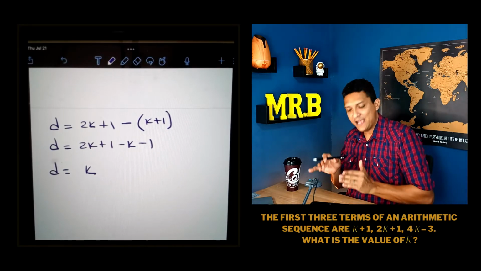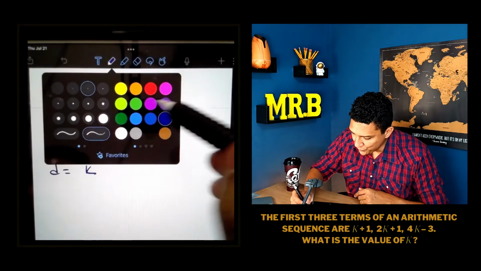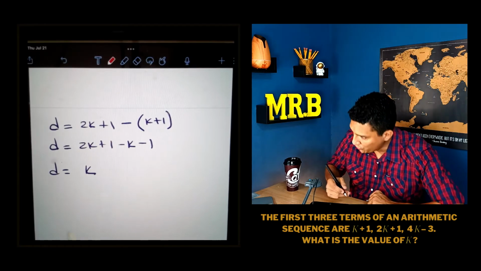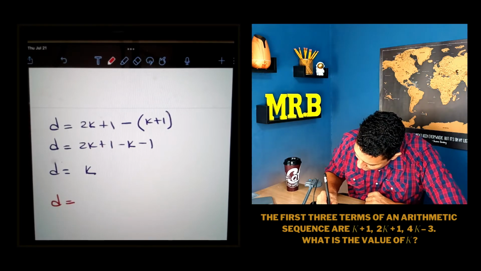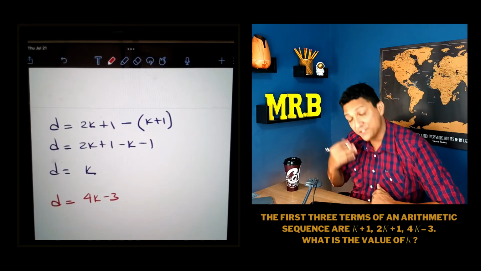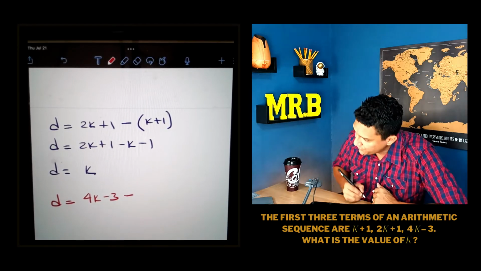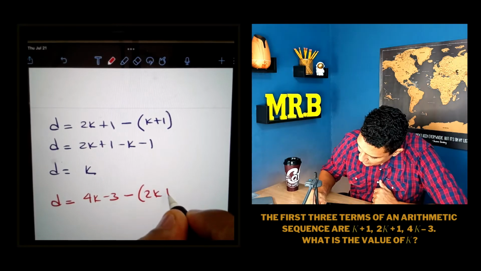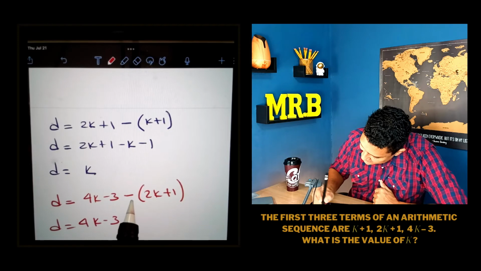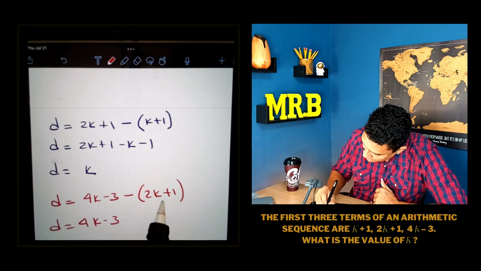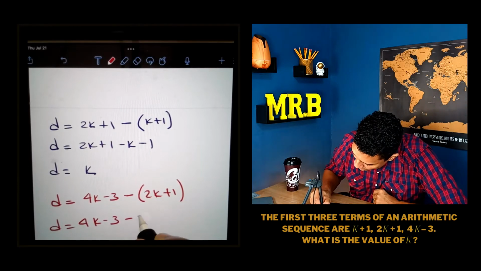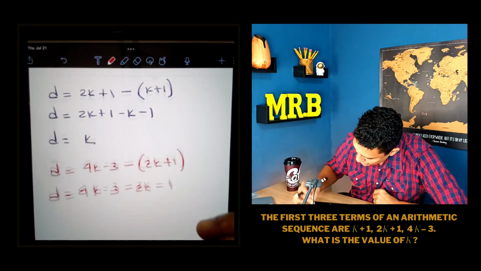Okay, I'm gonna work with the other two terms, the third and the second. I'm gonna change the color. So also I know that the difference equals 4k minus 3, which is the third term, minus the second term, 2k plus 1. And again, remember that this negative sign in front of the parenthesis is going to multiply each of the elements. So, negative 2k minus 1.